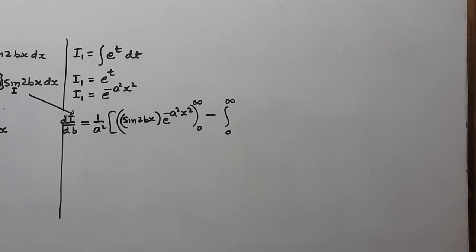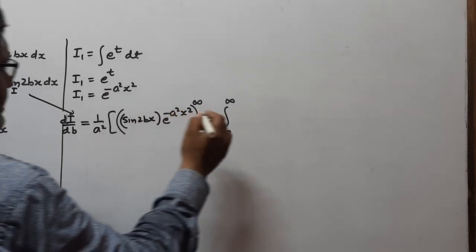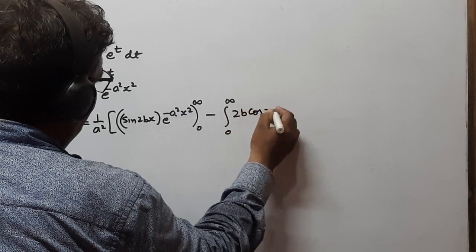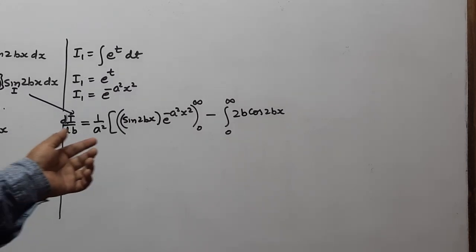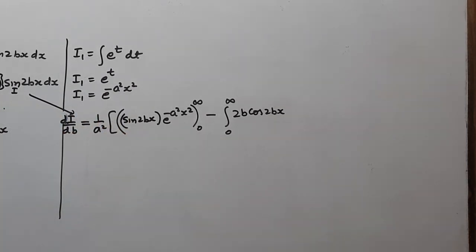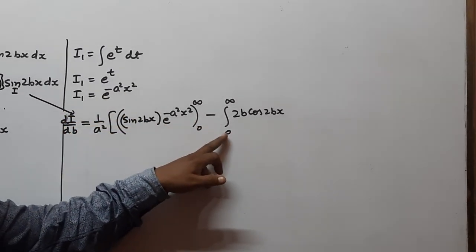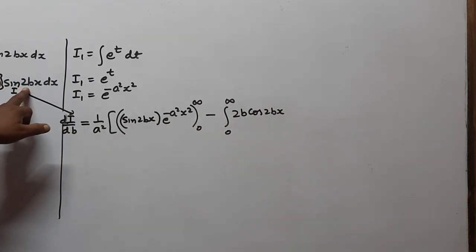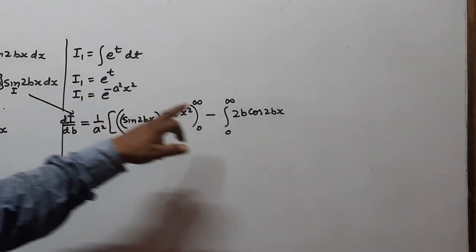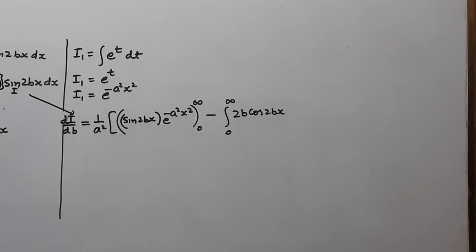Now we differentiate the first function. So the differentiation of the first function, that is sine 2bx, is 2b cos 2bx. Here we write the first function, that is sine 2bx. Then the integration of the second function, we know that it is e to the power minus a square x square. Minus integration, then the differentiation of the first function. Here the first function is sine 2bx, so the differentiation of sine 2bx with respect to x is cos 2bx, and when we differentiate 2bx, we get 2b, since b is constant, and the differentiation of x with respect to x is 1.